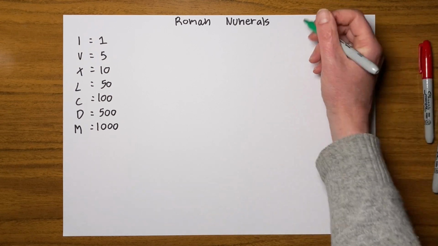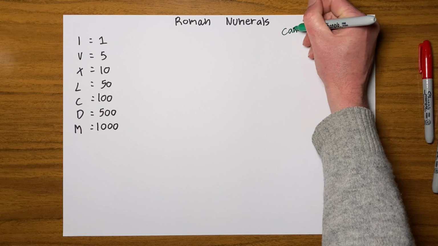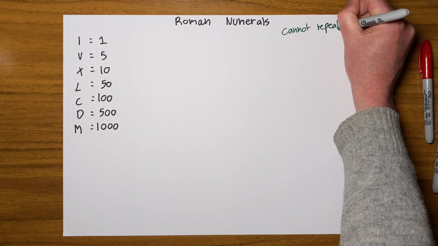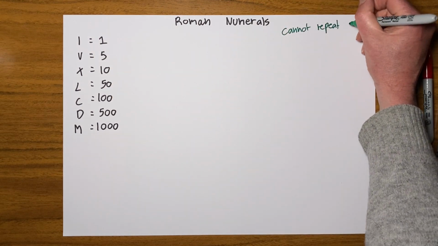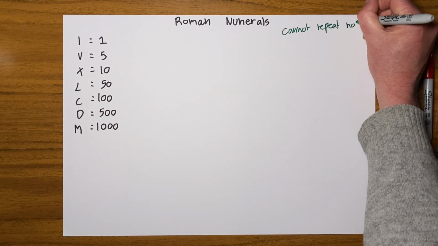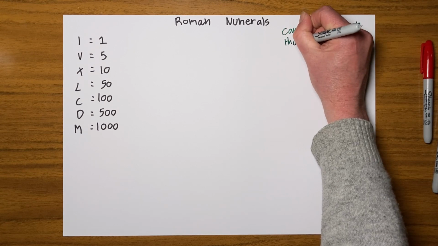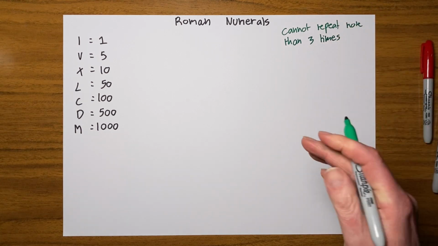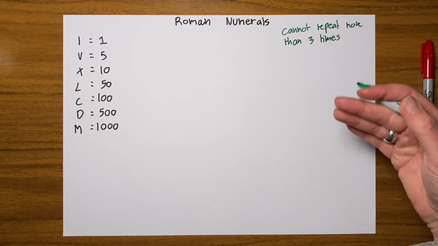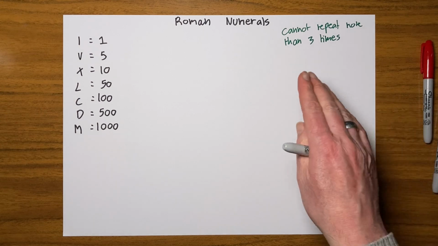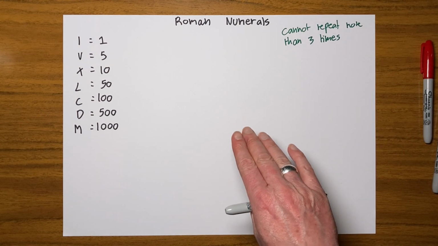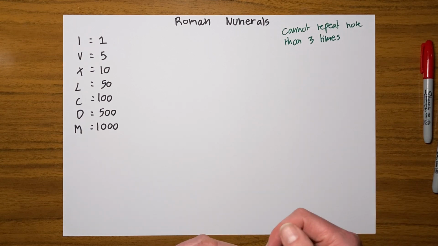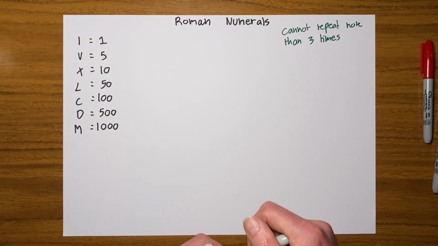We cannot repeat. I'm going to write that up here. We cannot repeat the numerals more than 3 times. So if we want to do a 4 or a 9 or a 40 or a 90, we have to put a 1 in front of a 5 or a 10, or a 10 in front of 100. So I'm going to just explain a bit more about that when we've done some examples.